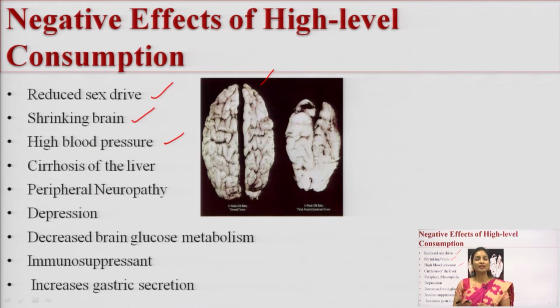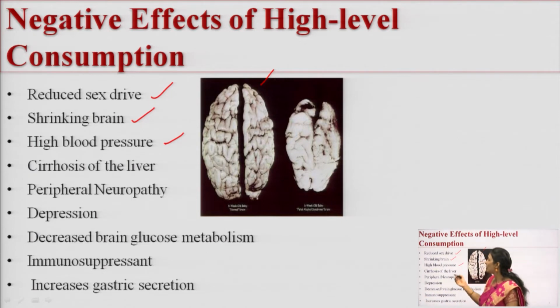Apart from that, it will increase the GIT secretions, and it will produce ulcers. Whenever you are taking alcohol, it will increase the gastric secretions like HCl. By increasing HCl, what is going to happen? Ulcers will be produced. So repeatedly taking alcohol can cause peptic ulcer also. So those persons who have peptic ulcers are contraindicated to take alcohol.